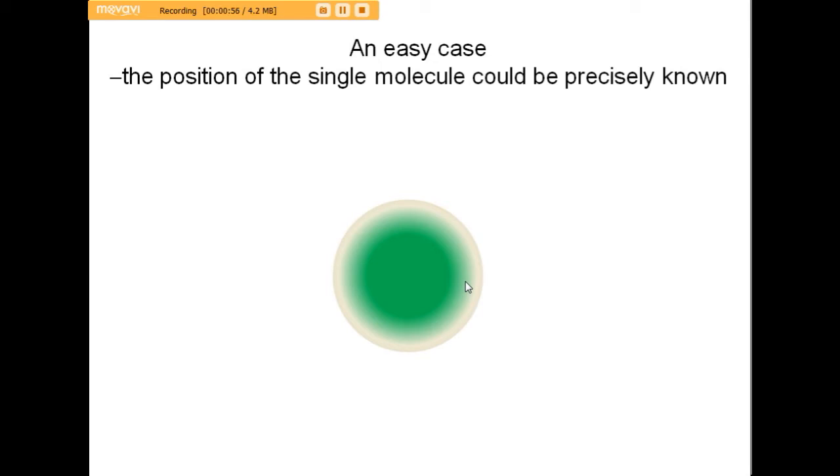So this is not so difficult to imagine. But the problem here is that the Airy disk is not a simple geometric circle. It's inhomogeneous. We know that the center is brighter and the periphery is dimmer. So there are two mathematical methods to figure out the exact center of the Airy disk: Gaussian fitting or the center of mass method.